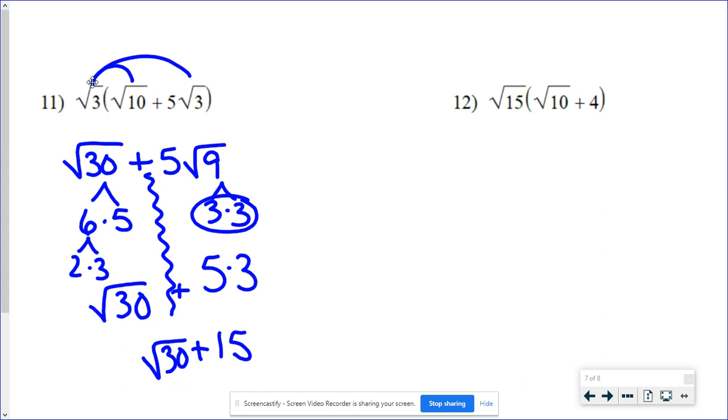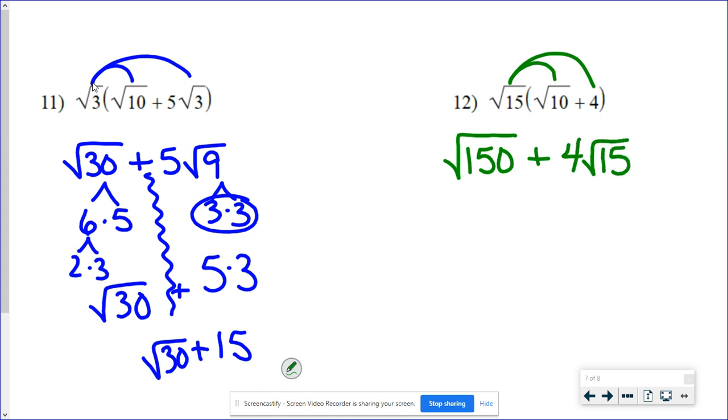In number 12, you have some options, but again, to keep this easy, let's just multiply, not try to do the separate trees and all that. Square root of 15 times the square root of 10 is going to be the square root of 150. The square root of 15 times 4, remember the regular number goes out in front, so it'll be 4 rad 15.